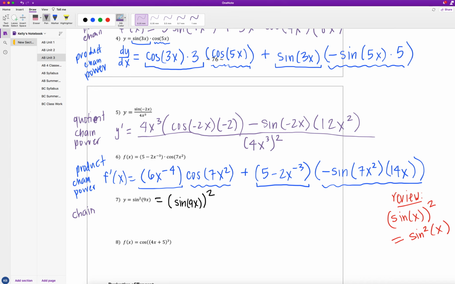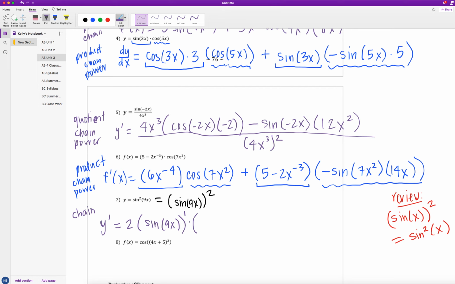Then I have sine of 9x, but in that I have sine as kind of my middle function and 9x as my innermost function. So let's look at our derivative here. To find y prime, I'll take the derivative of the outer function first, which is the squared. So the 2 comes down, keep the inside the same, all now technically to the first power, times the derivative of the inside function.